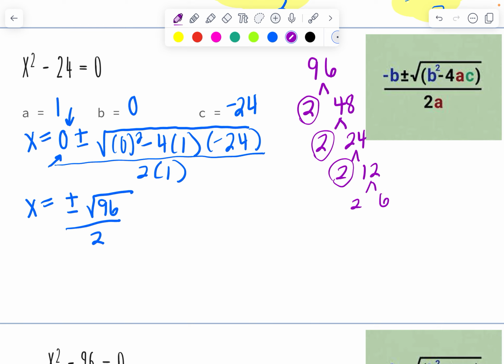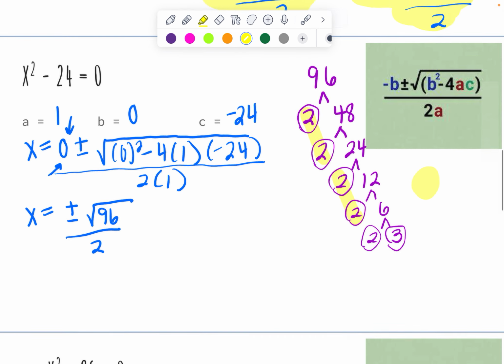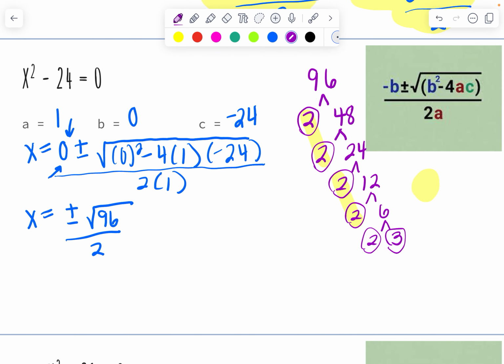12 is 2 times 6. And finally, 6 is 2 times 3. So if I'm looking at pairs that I can pull out, I have 1 pair of 2s, 2 pairs of 2s. If we take out both of those pairs of 2s, it'll be a 4. And then the 2 and the 3 have to stay home, so that'll be 6.